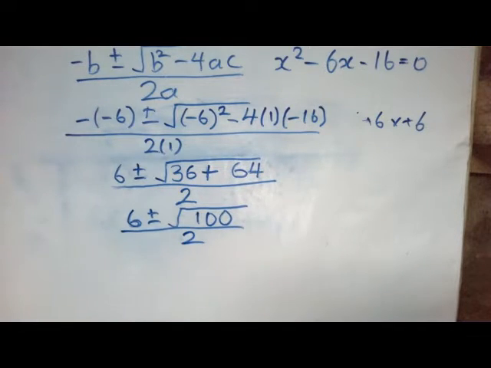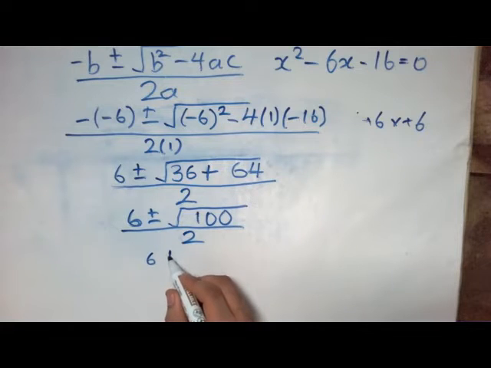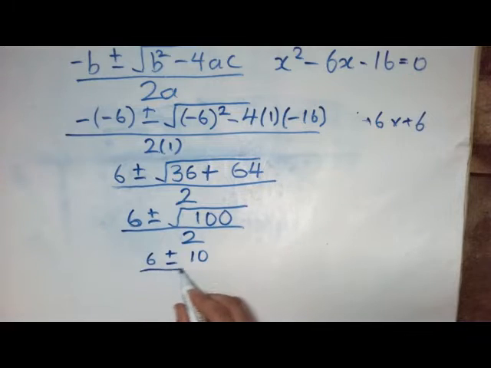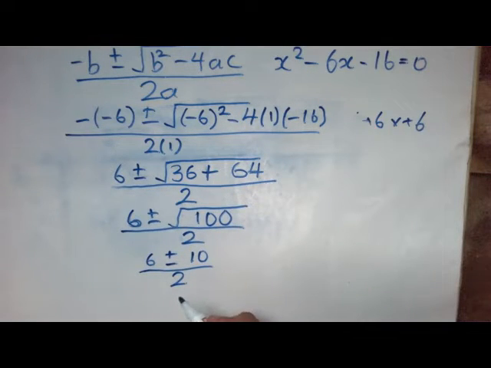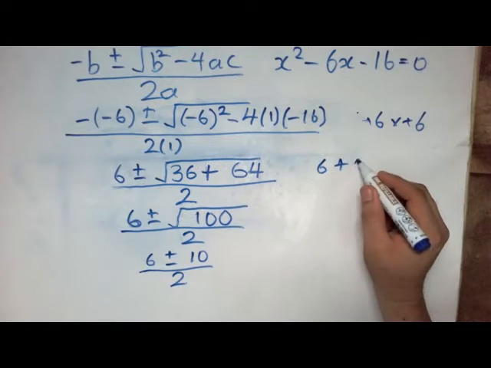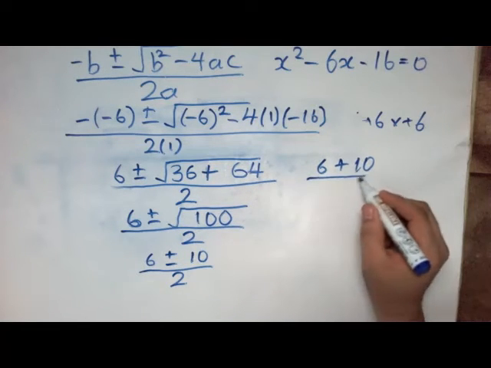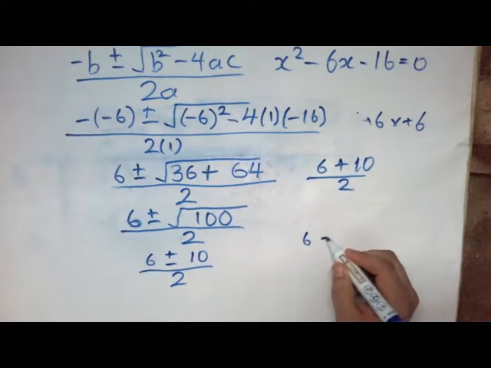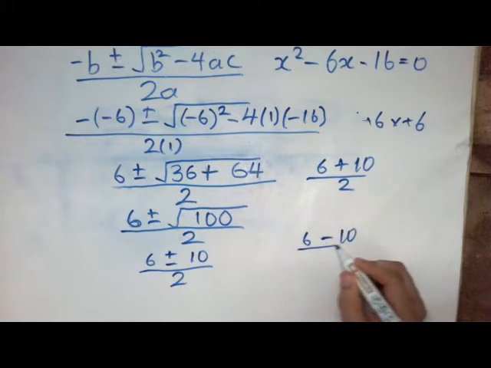So since the square root of 100 is 10, what we'll now have is 6 plus minus 10, the square root is gone, all over 2. So remember why we have this plus and minus. Let's now apply it. In the first part, we have 6 plus 10, using the plus first, all over 2. And for the second answer, we'll have 6 minus 10 all over 2.